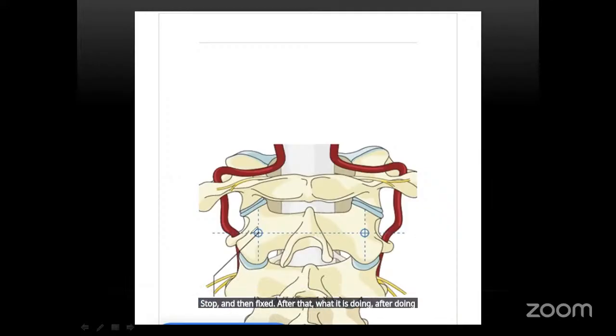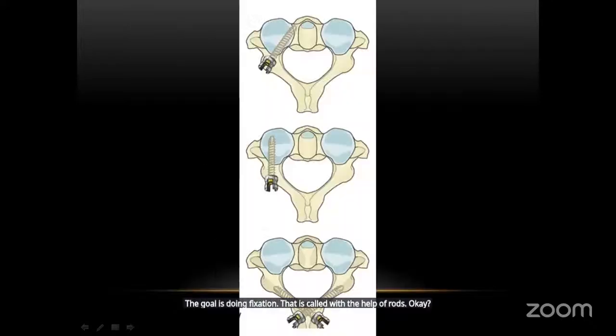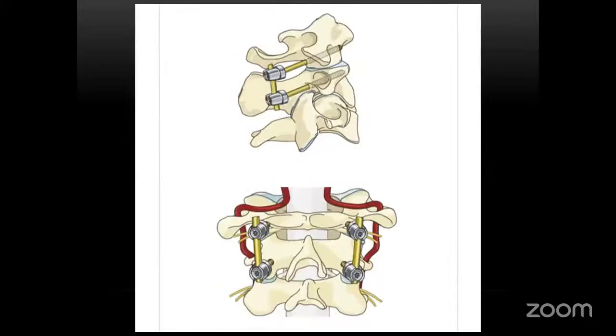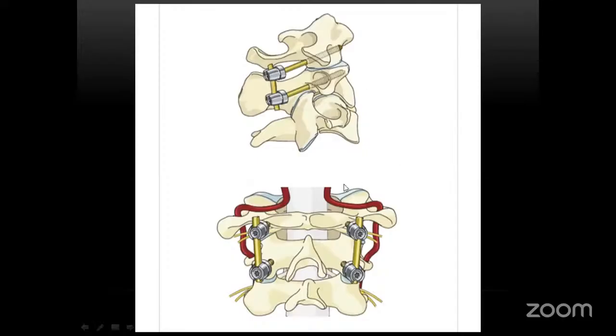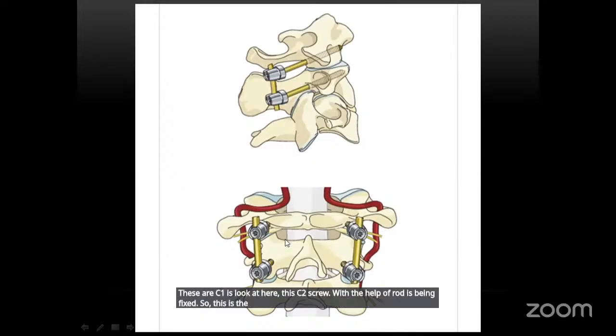After doing this bilaterally, the Goel fixation is done with the help of rods. This is the C1 screw that has been placed at the lateral masses just below the C1 arch. Look here, these two screws are fixed with the help of a rod. So this is the Goel technique.